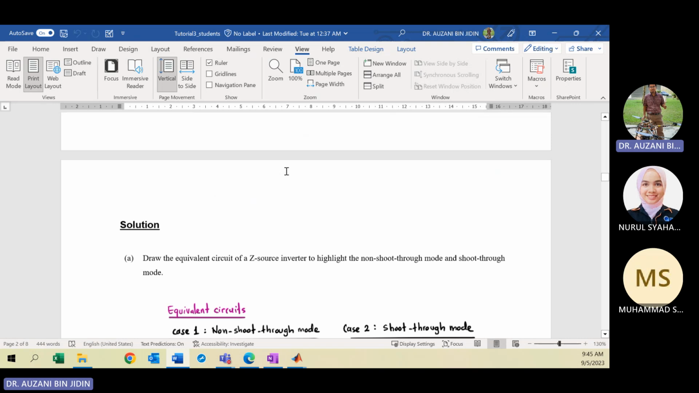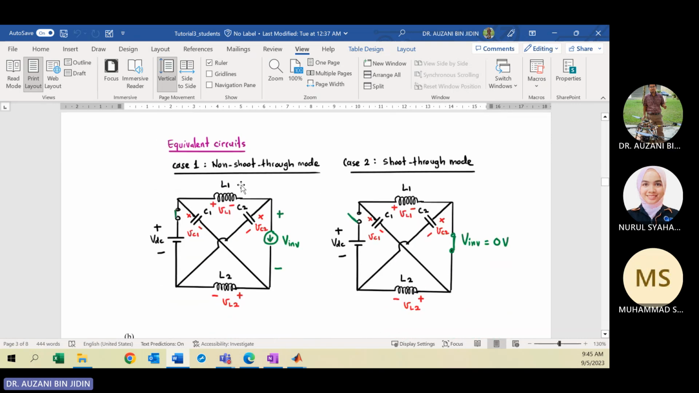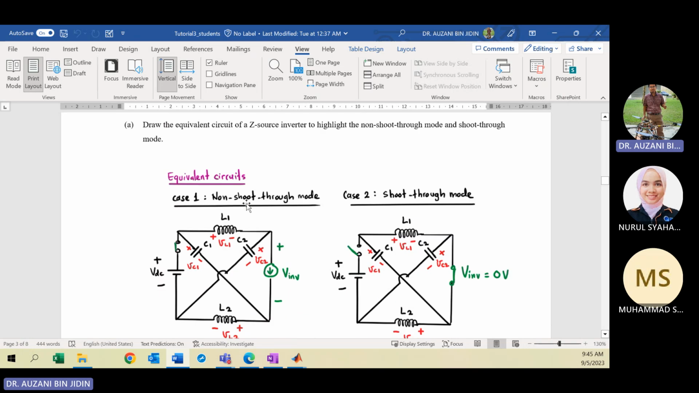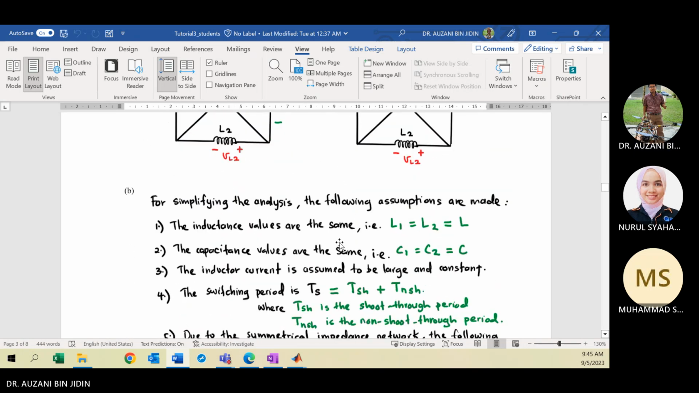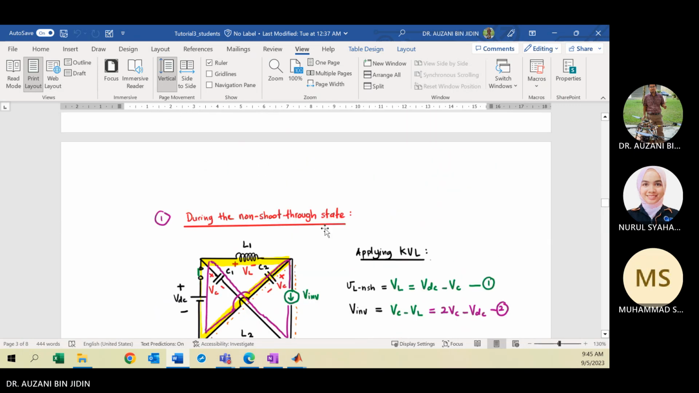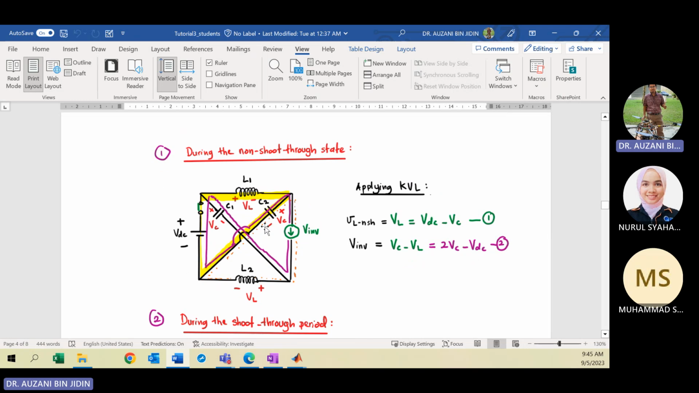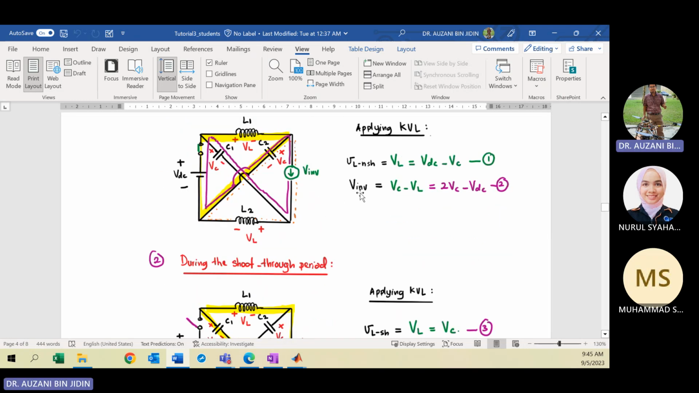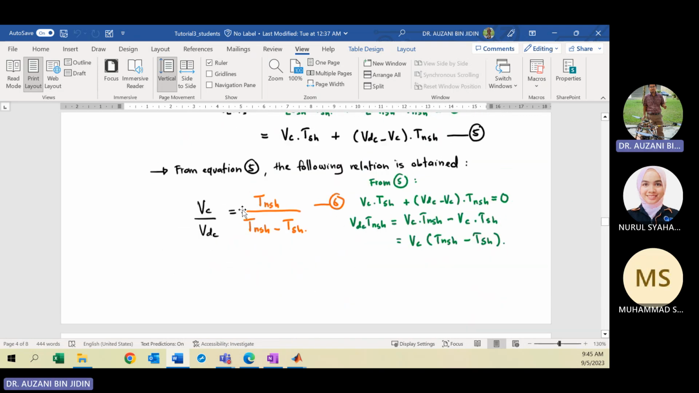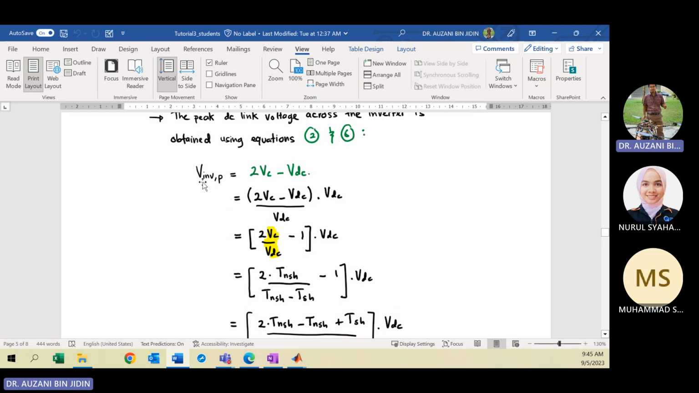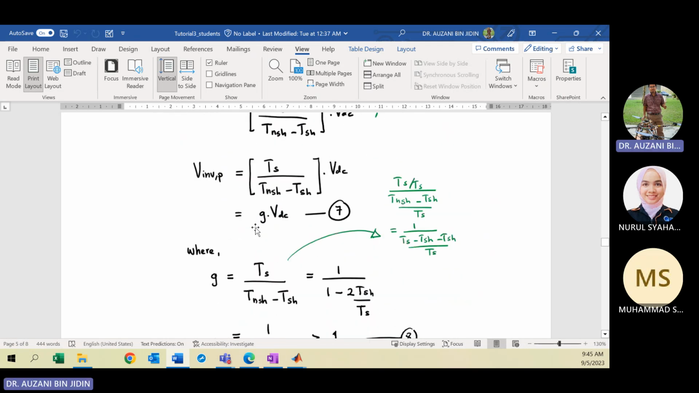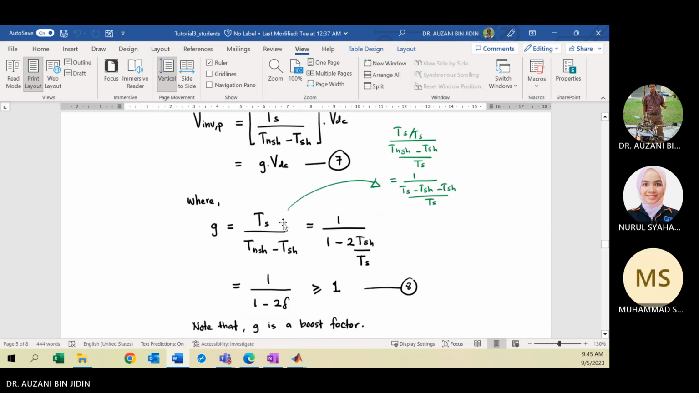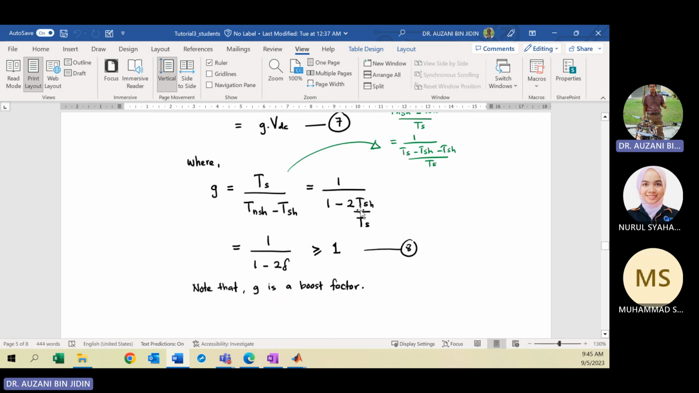Here, so the answer. Ini just saya copy paste that we have discussed yesterday, just copy paste from the note. So first you need to sketch the equivalent circuit case 1 and case 2. Then provide the assumption. Then you analyze for 2 cases. Get the inductor voltage, the inverter voltage. Lepas tu you obtain the equation here. Then obtain the equation of the peak of the inverter. Then finally you verify the term G plays an important role to boost the voltage. So G, you can state the equation is this.